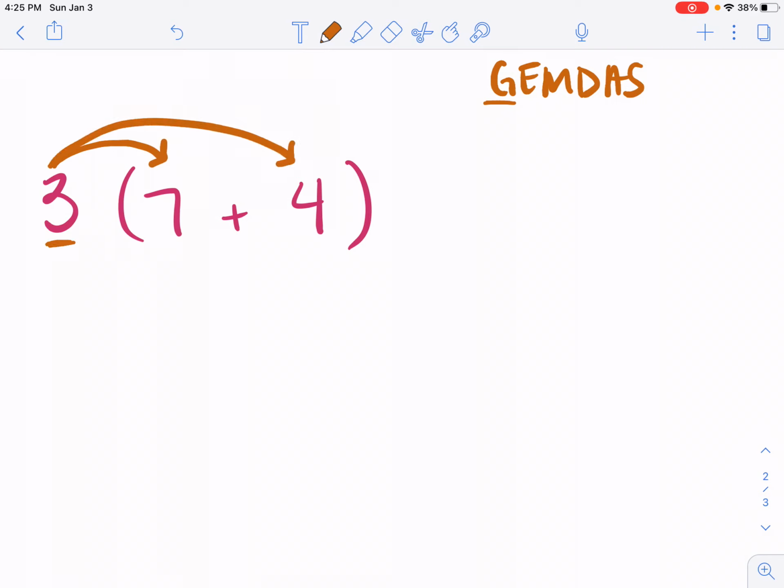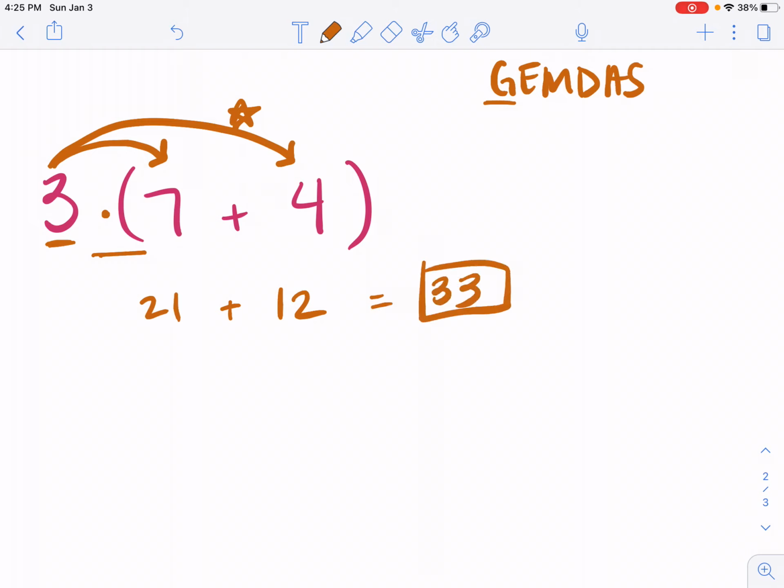Since I have the 3 next to the parentheses, that means I'm going to multiply. So 3 times 7 is 21, plus 3 times 4 is 12. And I'm going to tell you right now, put a little star right here or something, because one of the biggest mistakes I see is that people forget to multiply it by the second number too. They just do 21 plus 4. But don't forget that 3 has to go with 4 also. And then you just add. 21 plus 12 is 33. We got the same answer.